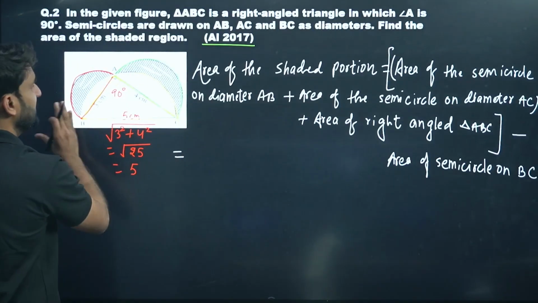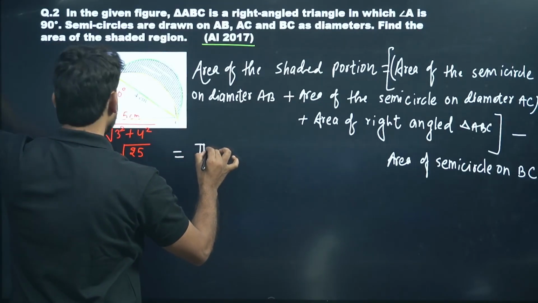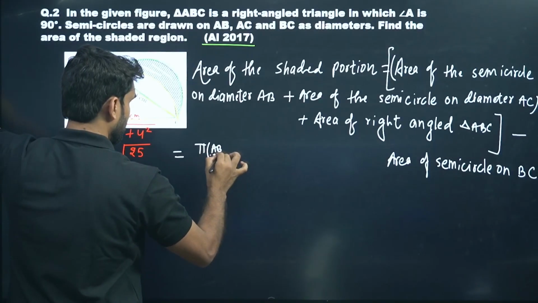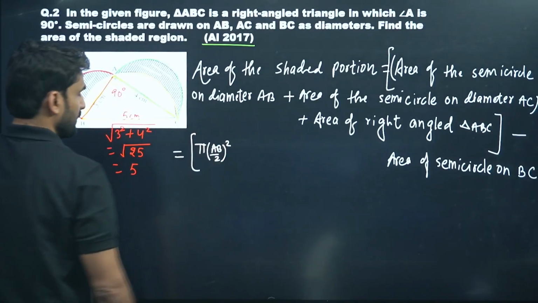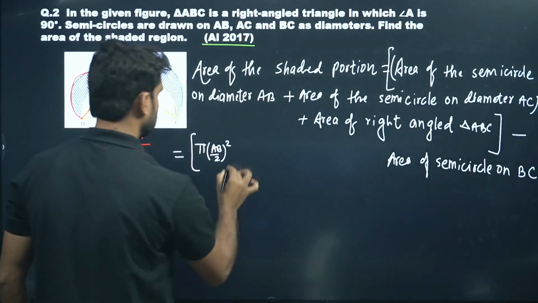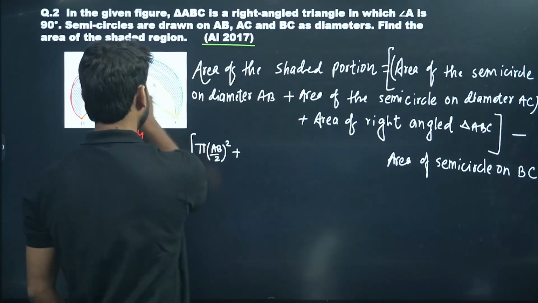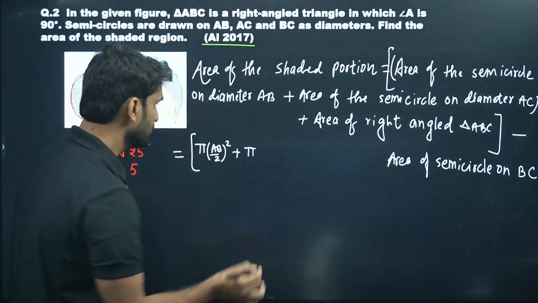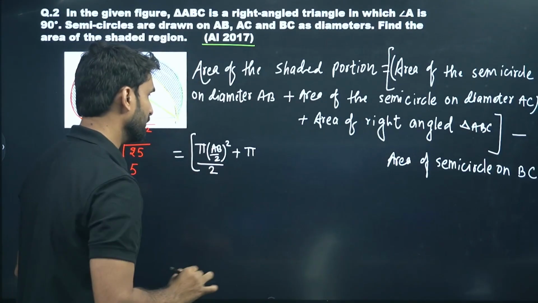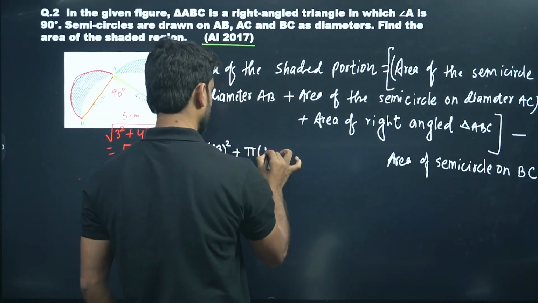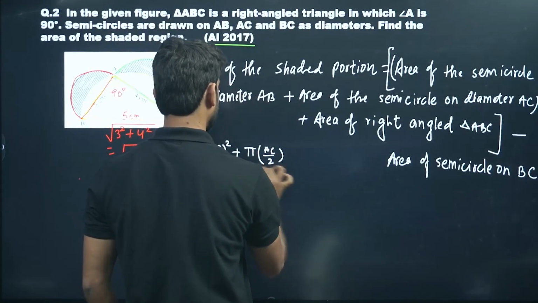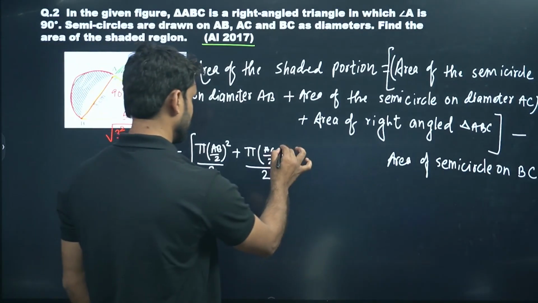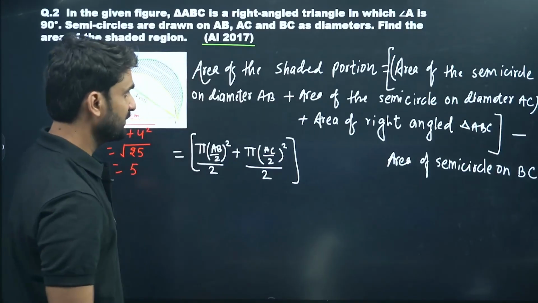Area of semicircle. What will be the area of semicircle? Pi r squared. What will be the r here? AB by 2. I can write here pi by 2, AB by 2 whole square, right? Because I am talking about this semicircle. Plus area of semicircle on diameter AC. So pi, semicircle means half, so I have to write pi by 2 also here. Radius will be AC by 2, whole square. Hope you understood.